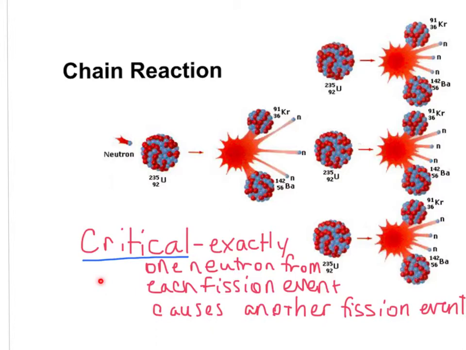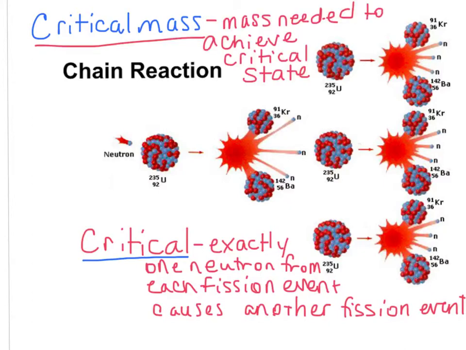What is critical mass? It is simply the amount needed to achieve the critical state. So this is an important number, because if the mass is too small, too many of the neutrons will end up escaping before they have a chance to cause a fission event, and the process dies out and stops and never occurs.